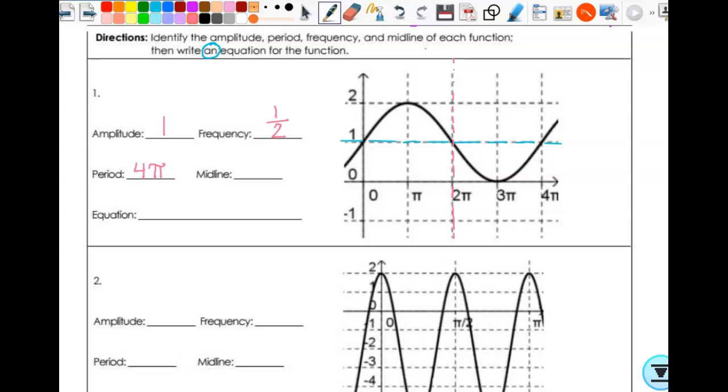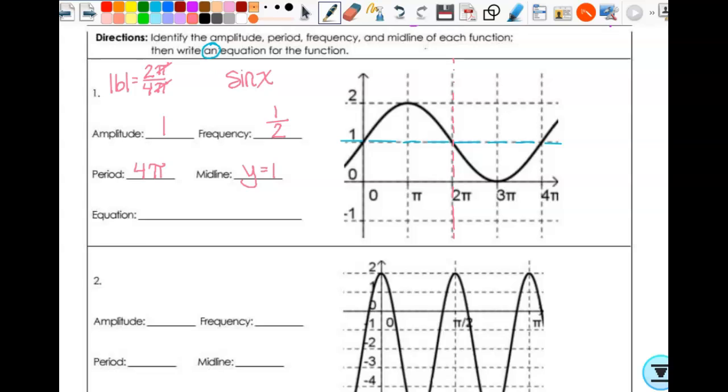Both of these I could figure out from this graph, but sometimes one might be easier than the other. So if I can figure out the period, then that absolute value of B is just 2 pi divided by the period, which is 4 pi, and that's how I could get the 1/2 mathematically instead of graphically. Midline then is y equals 1. And this looks like I would be graphing a sine function.